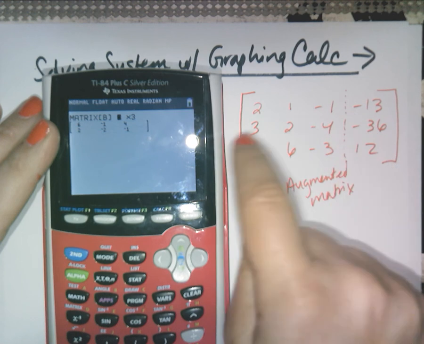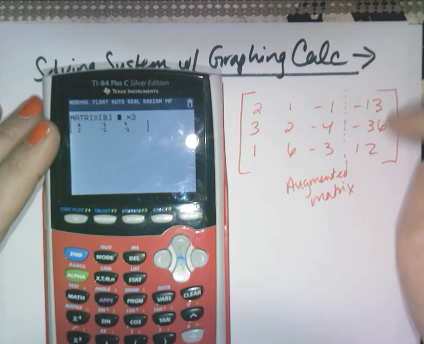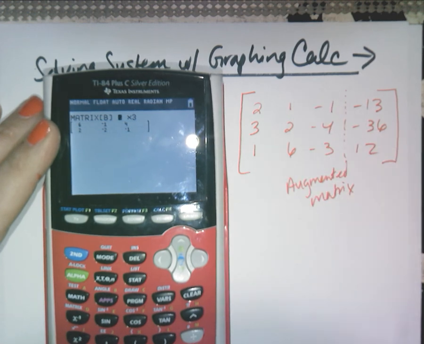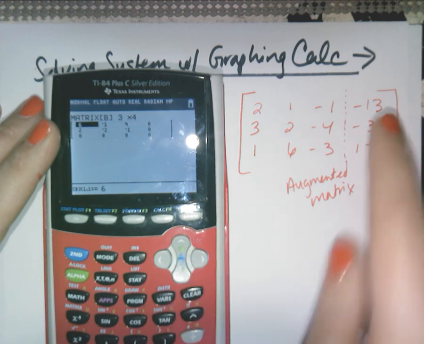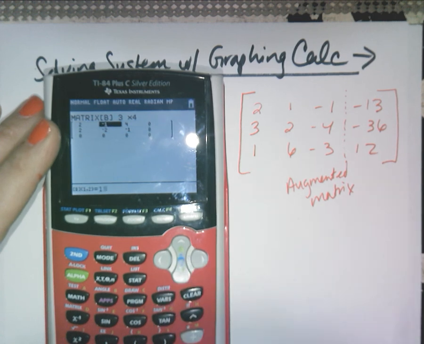This now is a what by what matrix. So I'm going to type 3 by 4. I'm going to type in all these numbers, 2, 1, negative 13, 1, 6, and negative 3, 12. Let me make sure I type it right because I always mess it up and type it wrong. 3, 2, negative 4. Okay.